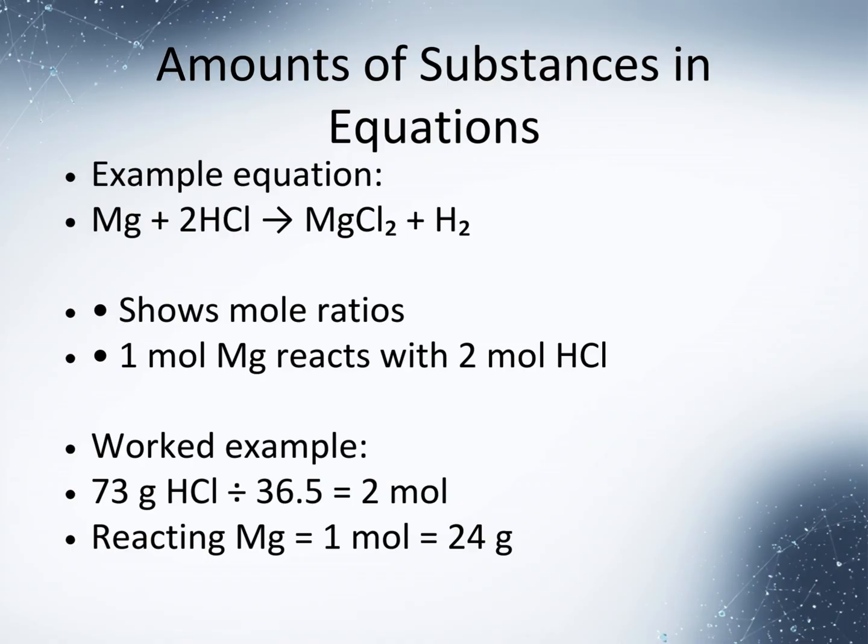Now, for example, say I have 73 grams of HCl, and if I want to work out the moles, I divide it by 36.5. Hydrogen is 1 Ar, and 35.5 for chlorine. So that's 36.5. I divide them, and the answer is 2 moles. And the ratio between Mg and HCl is 1 to 2.